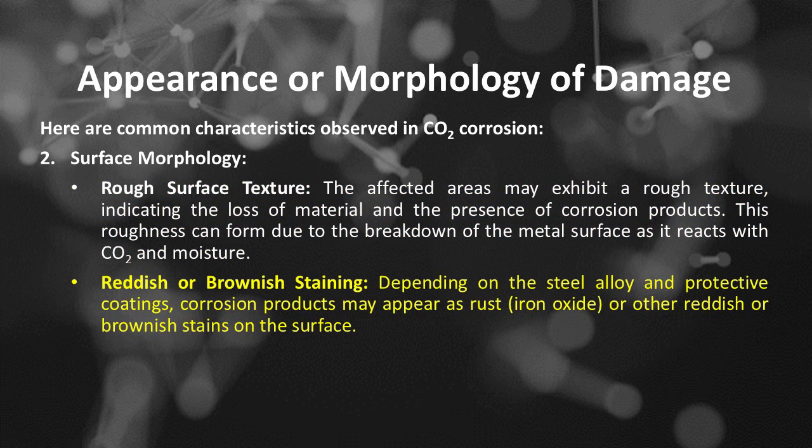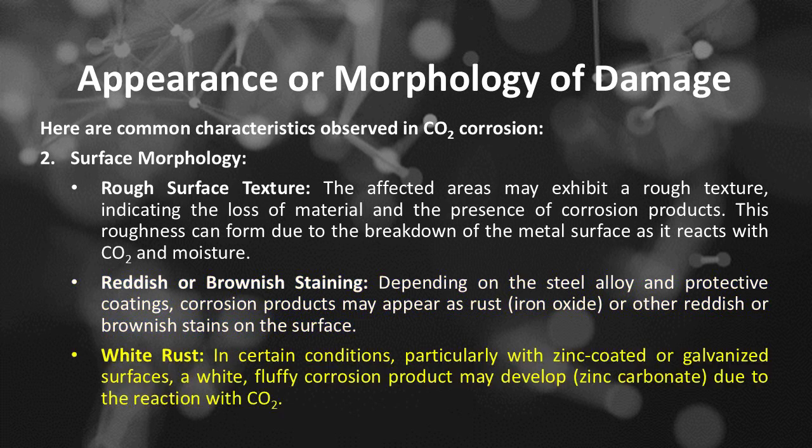Depending on the steel alloy and protective coatings, corrosion products may appear as rust, iron oxide, or other reddish or brownish stains on the surface. White rust: in certain conditions, particularly with zinc-coated or galvanized surfaces, a white, fluffy corrosion product, zinc carbonate, may develop due to the reaction with CO2.